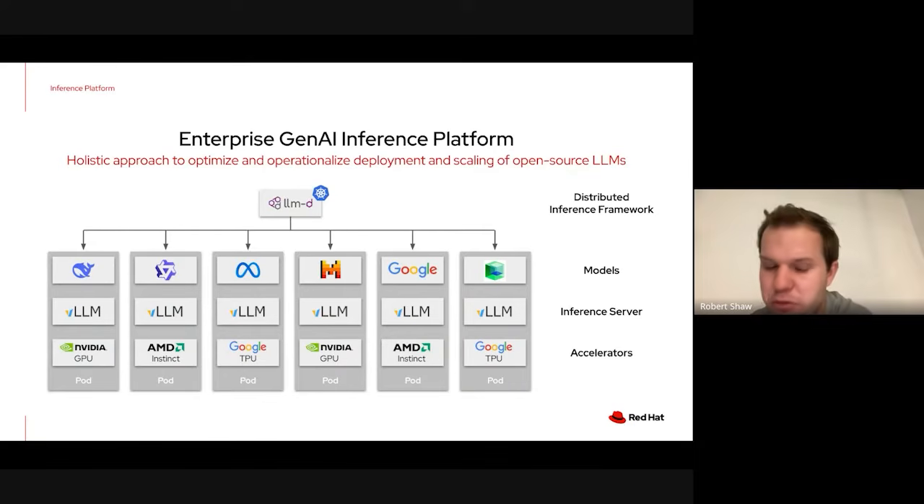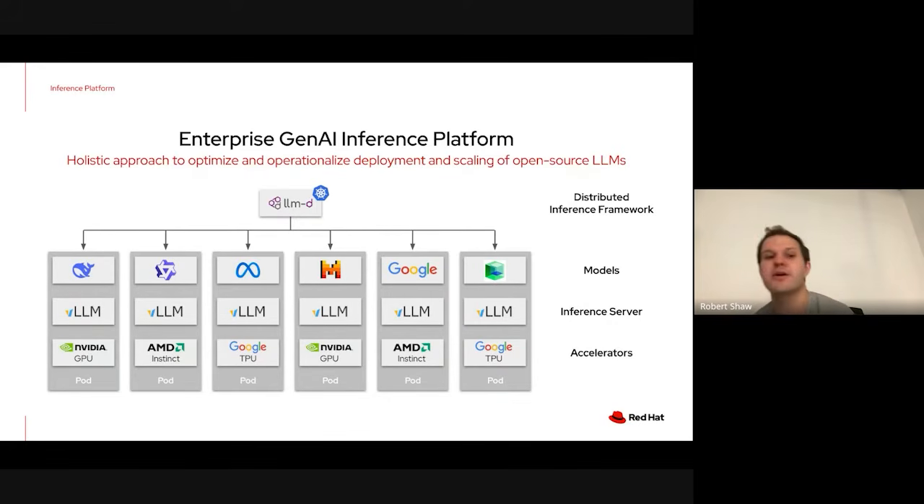vLLM, which many of you might be familiar with, is probably one of the most broadly deployed inference servers in the market. vLLM's job is to abstract that hardware accelerator and provide a kind of Rosetta Stone piece of technology that allows all the different models in the ecosystem to get mapped onto all the different accelerators in the market. So vLLM is a really important piece of software, responsible for enabling all the different models to run on all the different accelerators.